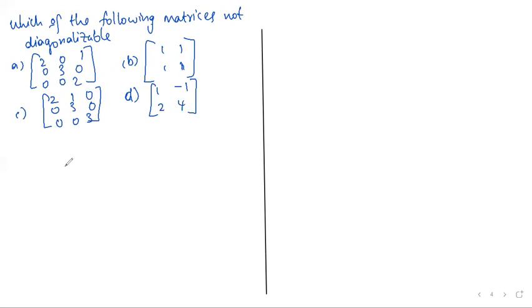So by using the definitions of algebraic multiplicity and geometric multiplicity, suppose we take option A. Because the question asks which of the following matrices is not diagonalizable, there is no equation and no other information given. So that's why we can use the options. By using the options, we have to check whether the given matrices are diagonalizable or not.